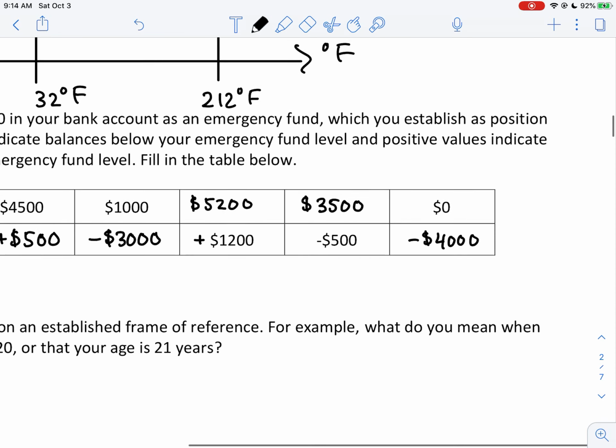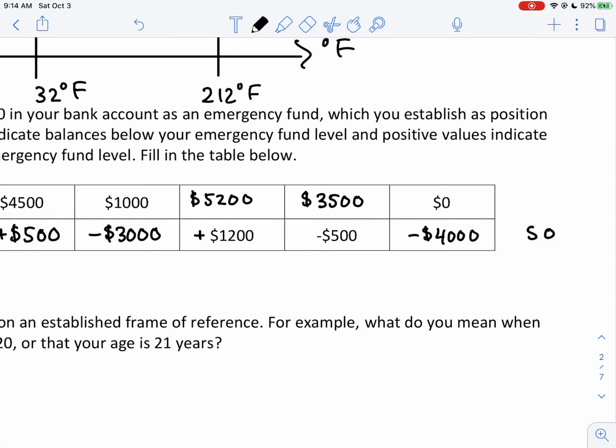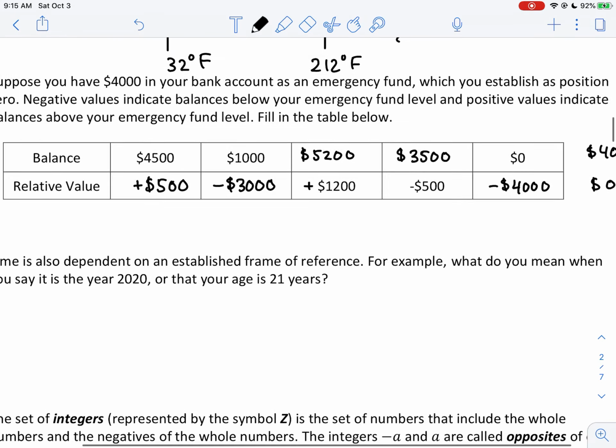I could put another entry in here. What if your relative value is 0? Then that would tell you that you're at your current emergency fund level, because you're at position 0, which we have defined to be that $4,000 balance.